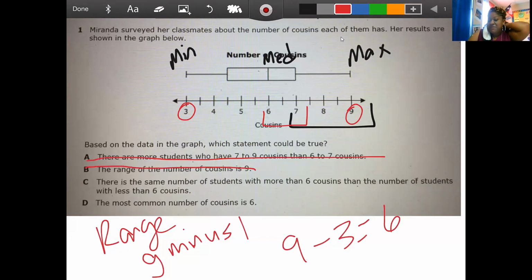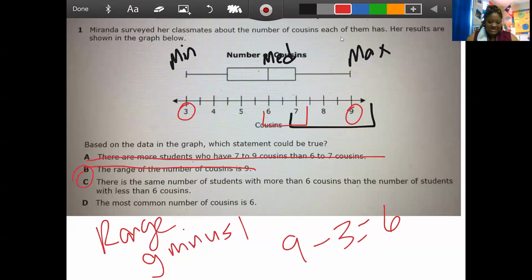There is the same number of cousins with more than 6 cousins as the number of cousins with less than 6 cousins. So look at your median. Your median is 6. So guess what? It's the same amount of numbers to the right of the median from 6 to 9 as there are from 3 to 6. So that would be your answer.